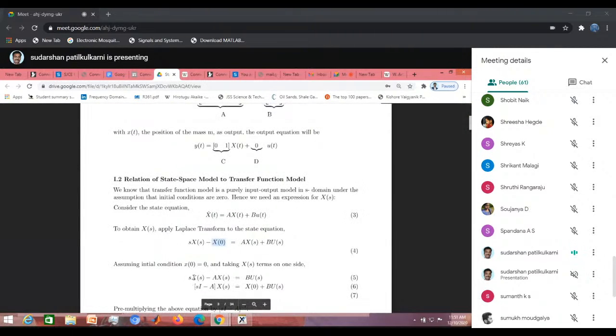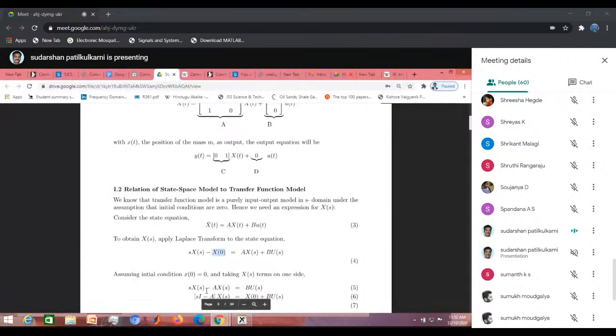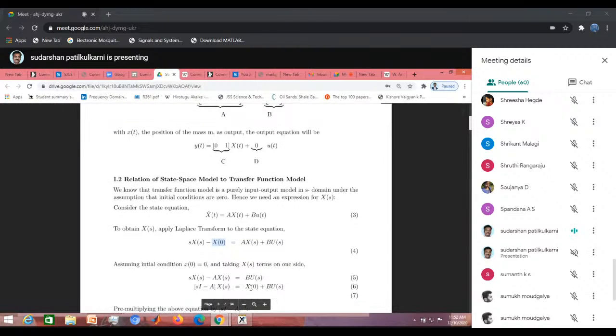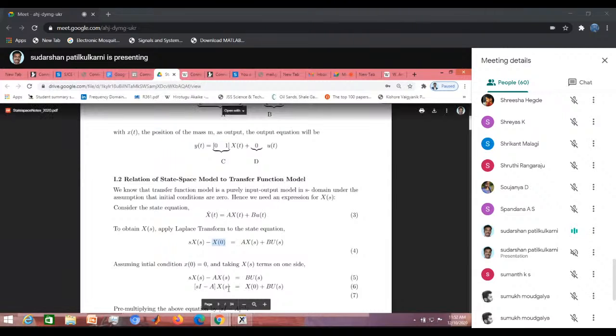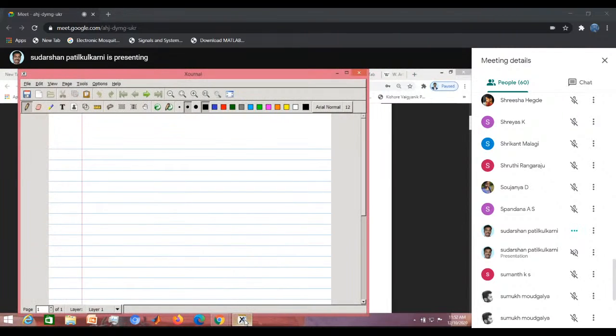So remember that all these are vectors and matrices. So s into I into x of s minus A x of s equal to B u of s. Therefore, sI minus A into x of s equal to x of 0 plus B u of s if x of 0 is non-zero. If it is 0, then it is simply sI minus A x of s equal to B u of s.